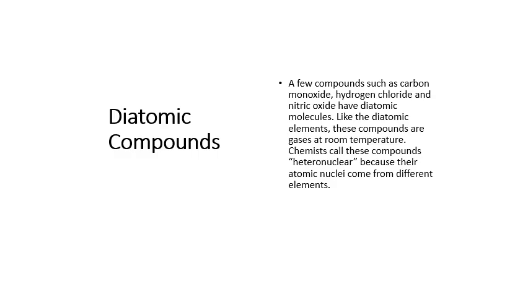A few compounds, such as carbon monoxide, hydrogen chloride, and nitric oxide, have diatomic molecules, like diatomic elements. These compounds are gaseous at room temperature. Chemists call these compounds heteronuclear because their atomic nuclei come from different elements.